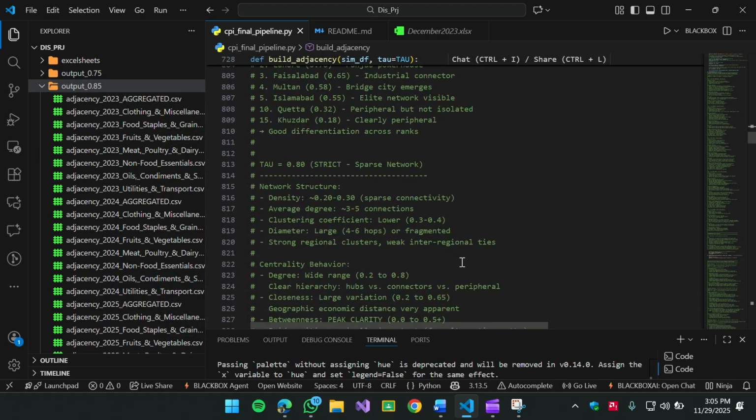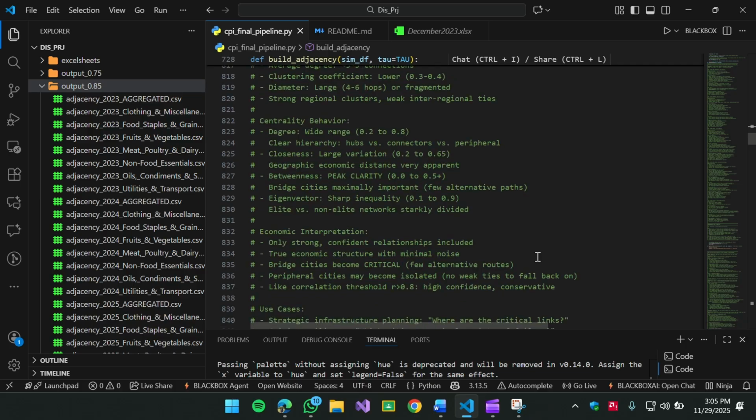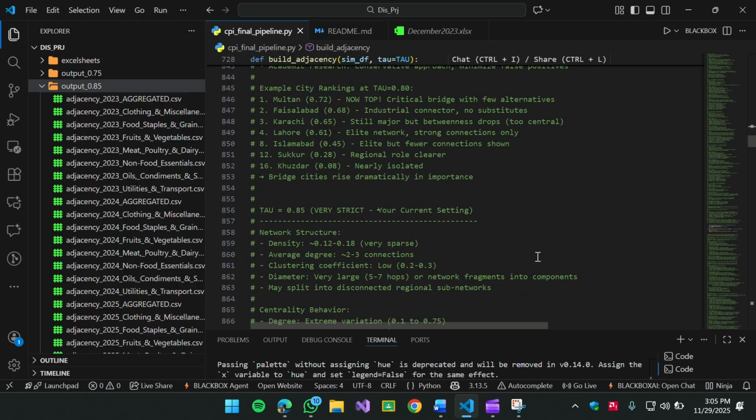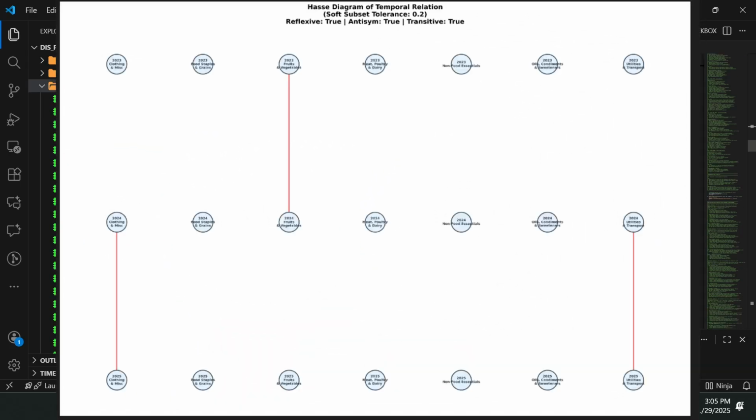However, what were the findings? When we used the similarity factor 0.85, it revealed the backbone of our economy. We found that utilities are very stable at this threshold, while food categories break connectivity.